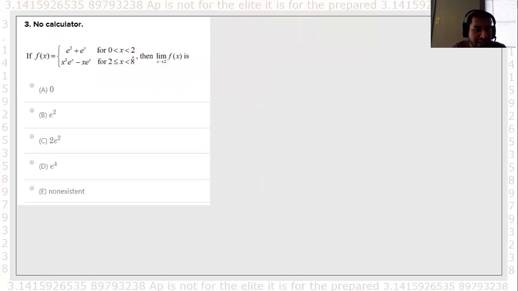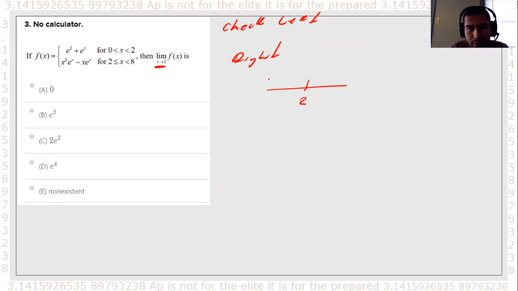So this one right here, guys, it's not that bad. It says the limit is approaching 2. So remember, you have to check the left and the right. So when this right here, this is 2, right? We have to check on a number line. This is 2. The left would be when x is less than 2, and the right would be when x is greater than 2.